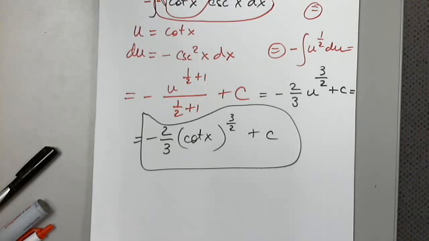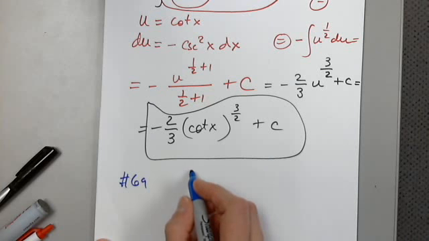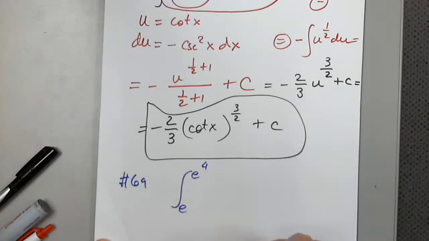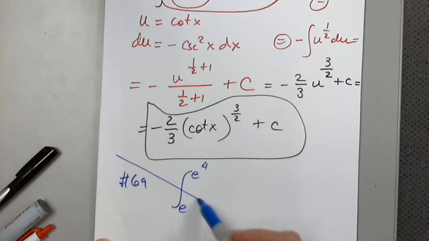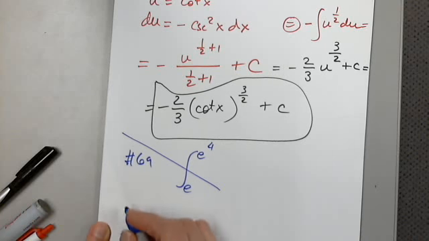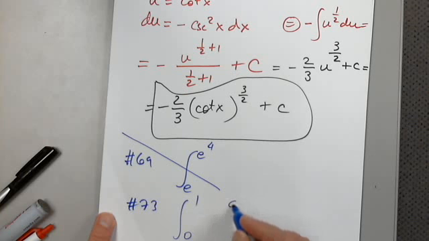Let's say 69. Let me know if we did 69. So e to the fourth? We did. Yes. Okay. What about 73? No. The integral from 0 to 1 of dx over 1 plus the square root of x to the fourth power.